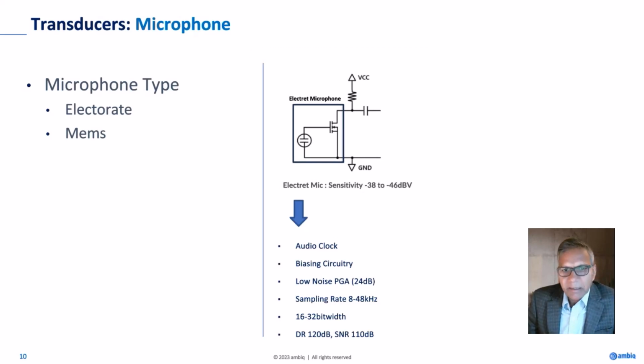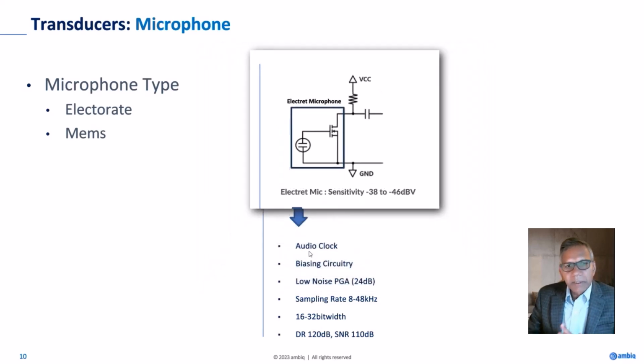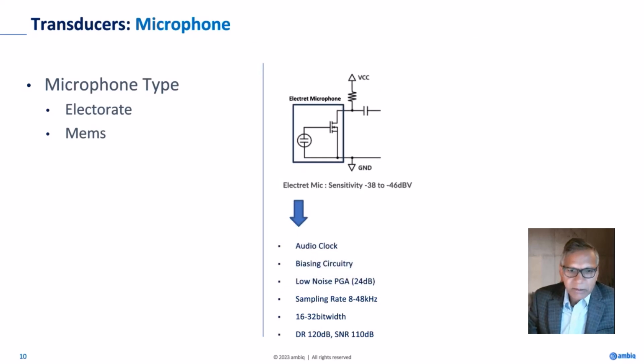It's determined by the sensitivity of the microphone. It means, for a defined input sound pressure level, what output voltage it generates. The sensitivity is specified around minus 38 to minus 46 dBV. What else will you need along with that? Clock, biasing circuitry, and a low noise programmable gain amplifier. 24 dB is a typical minimum you will need when you are selecting. Some customers may be asking for more, specifically for some healthcare applications.